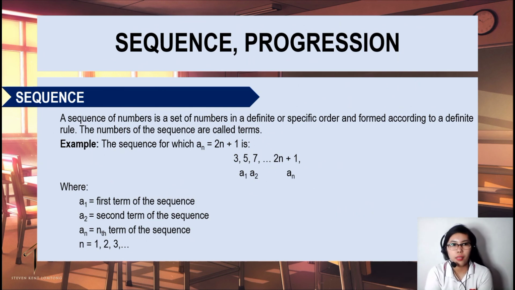Next, sequence and progression. A sequence is a set of numbers in a definite or specific order and formed according to a definite rule. The numbers of the sequence are called terms. For example, the sequence for which a sub n is equal to 2n plus 1 is 3, 5, 7, and so on, where a sub 1 is the first term of the sequence, a sub 2 is the second term, and a sub n is the nth term of the sequence, where n is the number of terms.